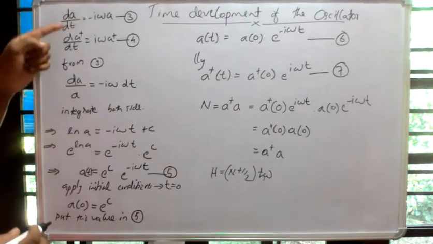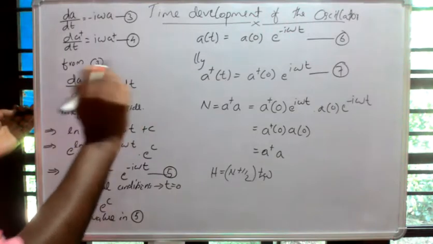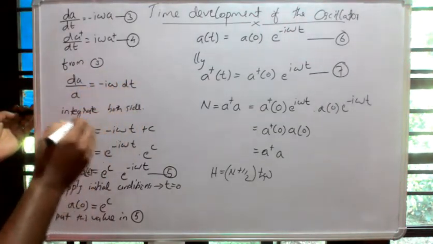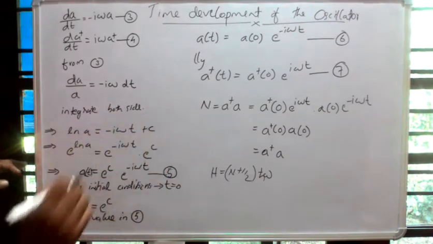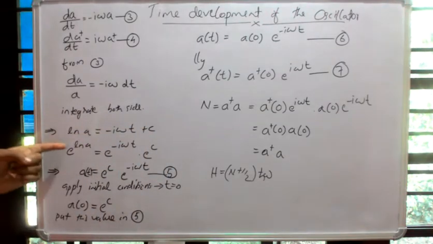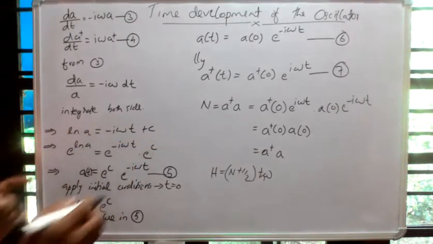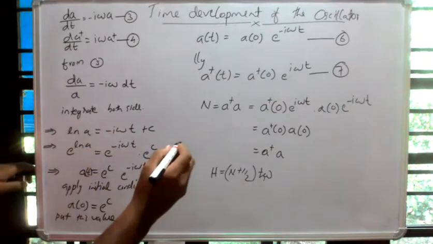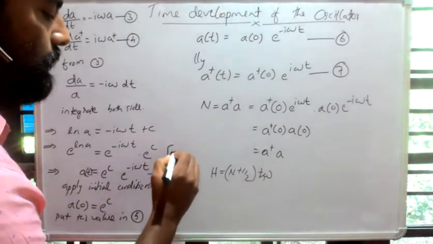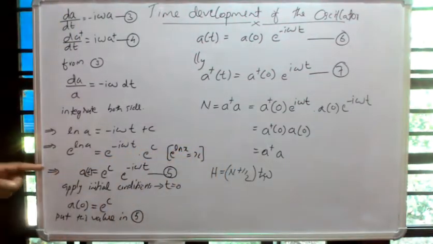In this way, from equation 3, we can take da over a equal to minus i omega dt, and we can integrate on both sides, and we will get ln a equal to minus i omega t plus a constant C. When we take the exponential on both sides, we get e raised to ln a equal to e raised to minus i omega t times e raised to C. We know the property e raised to ln x equals x. By using this property, we will get a.